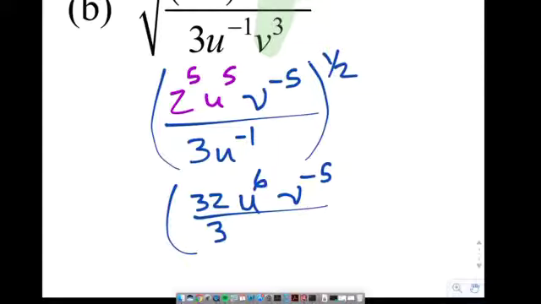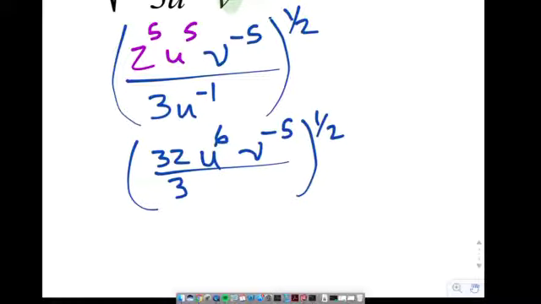Okay, now here's another psychological thing that happens to a lot of people. You know you have to subtract, right? 5 minus negative 1. Your brain sometimes says, hey, there's already a negative there. I don't need to subtract because it's already negative. And you'll go 5 minus 1 is 4. And now that's wrong, right? So be careful. You're in charge of your brain, not the other way around. u to the 6th. And then all of that is to the 1/2 power.